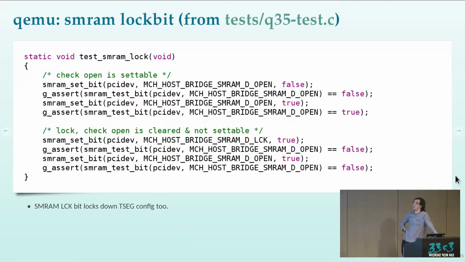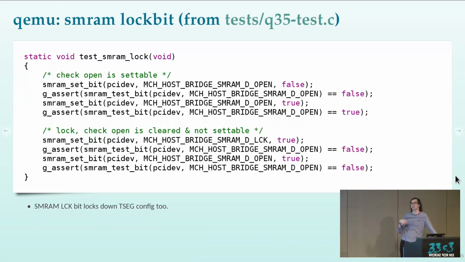So we also had to implement the lock bit support. This is a snippet from the test case. The configuration register has an open bit, which can be used to make SMRAM available even when not in system management mode, which is used for initialization. So the first part of this test case checks if the open bit can be set, and if you set it, it's actually open. And the second part of the test just sets the lock bit.